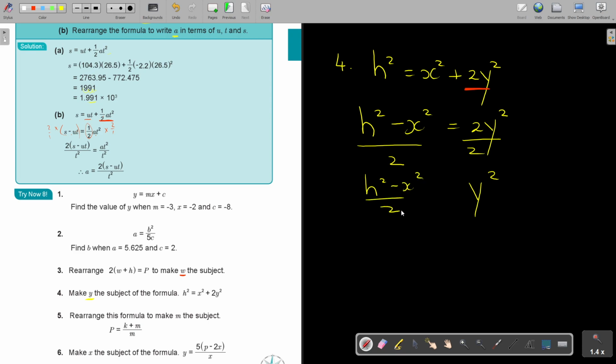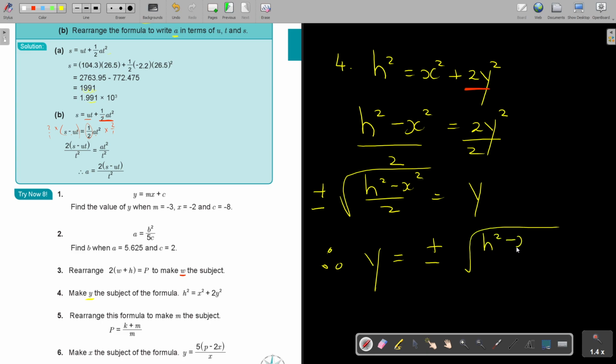Now, in order to get that square away, you're just going to say plus minus. And that is the answer. So therefore, y equals plus minus the square root of h squared minus x squared over 2. Okay, and that is going to be the answer.